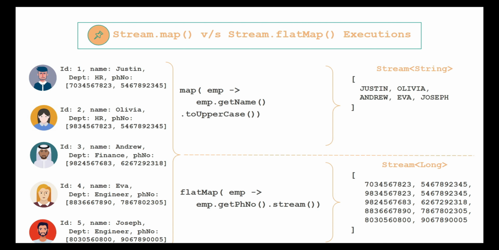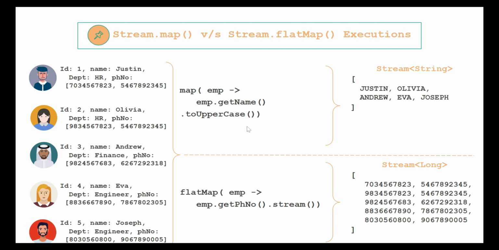Now let's discuss the use case of map and flatMap with the help of an example. So for that, we have a list of employee objects already created, who are working in one of the organizations, and we have Justin and Olivia, both are working in the HR department, and we have Andrew, he's working in the finance department, and we have Eva and Joseph, these both are working in the engineering department. And you can see each of the employees has more than one phone number, and we will be performing the map and flatMap operation on this list of employee objects, and then we'll see the output of both of these methods. So let's discuss first about the map.